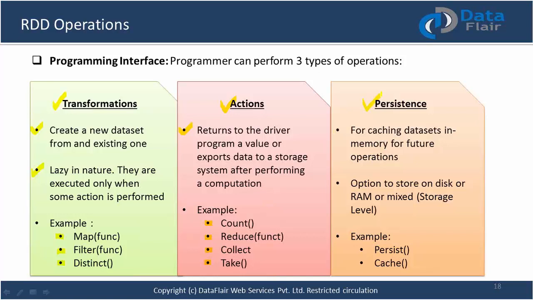Now another operation is persistence. Why am I calling persistence an operation? Guys, it is for caching data sets in the memory for future operations. One of the most important points behind the popularity of Spark: you can cache your data. Let me highlight it here. You can cache your data in the memory for future operations. No need to read again and again from the disk.